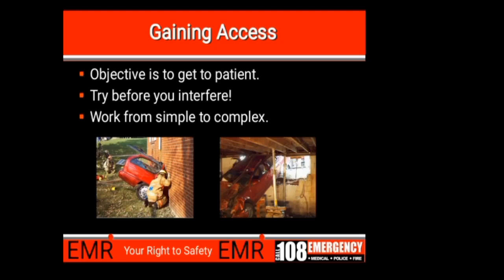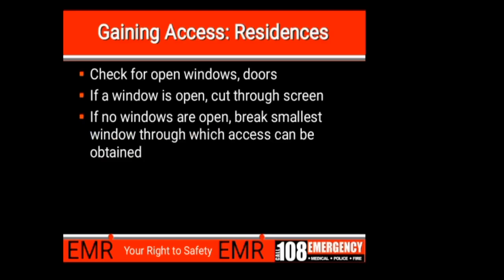Next, gaining access. How to go from simple steps to complex steps. Gaining access is the next point. We have to check for open windows, doors. If a window is open, we can cut through the screen. If no windows are open, break the smallest window through which access can be obtained.